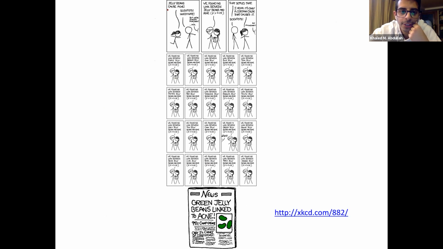So here they're saying jelly beans cause acne, investigate. They didn't find any relationship, so the p-value was more than 0.05. Then they hear that a certain color causes it. So guess what? They check every single color, and this one was not significant, this one was not significant, p-value more than 5%, more than 5%, and so on. And then, hey, look at this. This one happened to be significant.